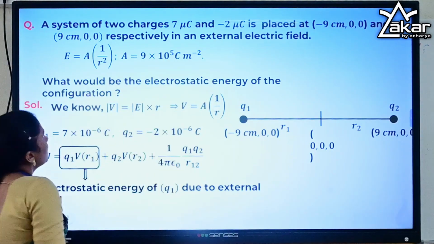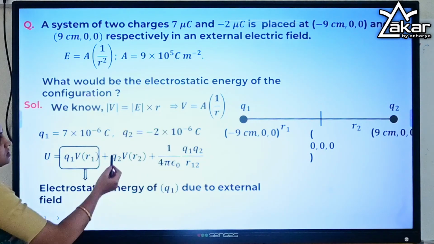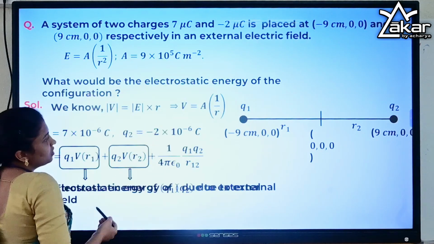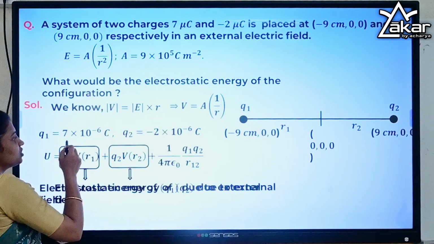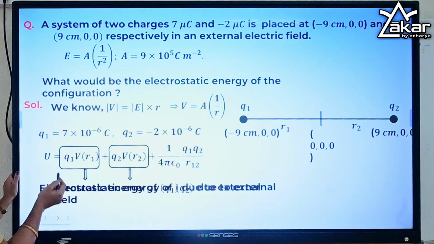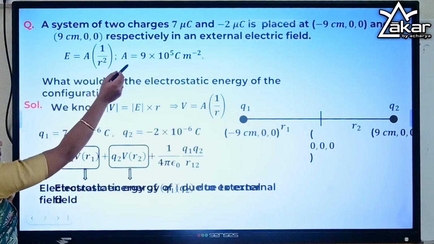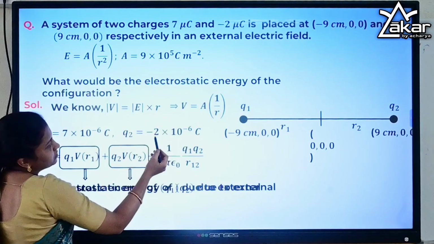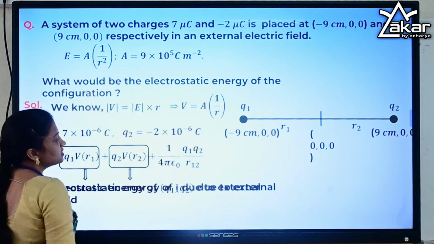So now we know the formula, that is V is equal to magnitude of E into R. Here they have given the charges Q1 and Q2. Q1 they have given 7 into 10 power minus 6, so micro means minus 6 coulomb. Q2 is minus 2 into 10 power minus 6 coulomb.